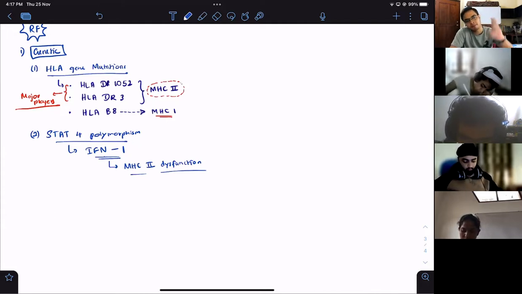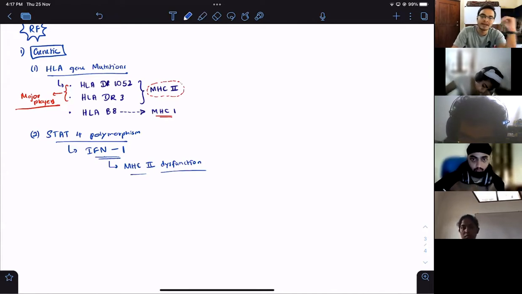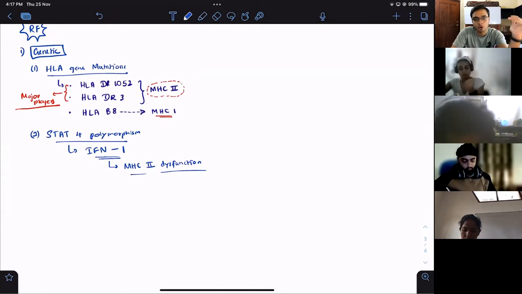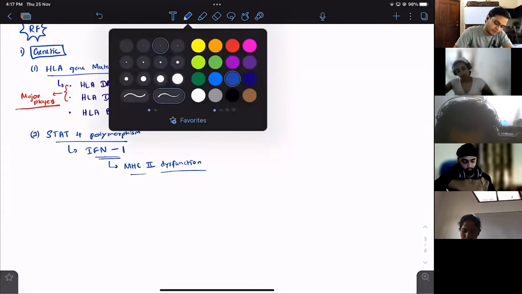So these are the main genetic ones, guys: HLA problems and STAT4. Out of that, also remember HLA DRs are the major players. That is MHC2. Remember MHC2 pathways. What are those? CD4 plus pathways. We'll see the pathway, but just keep that in your mind. Next one.